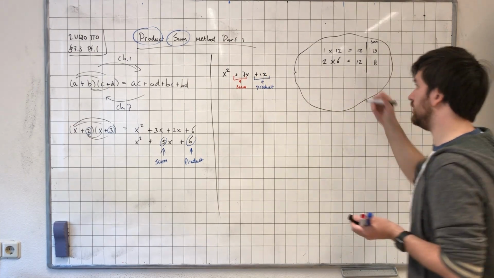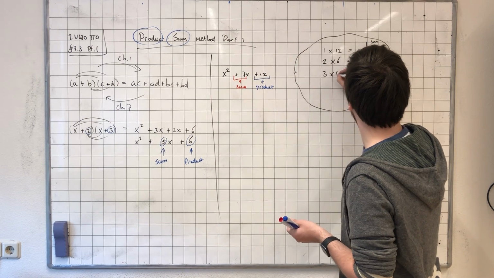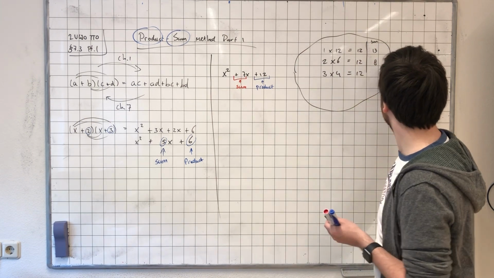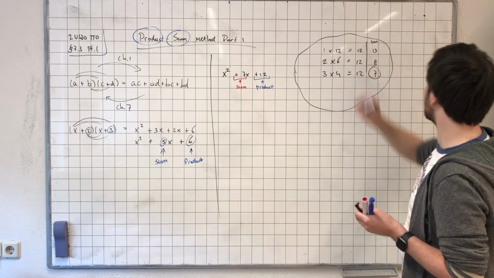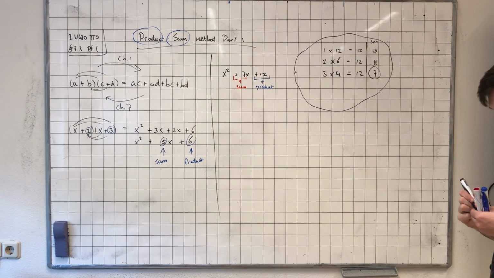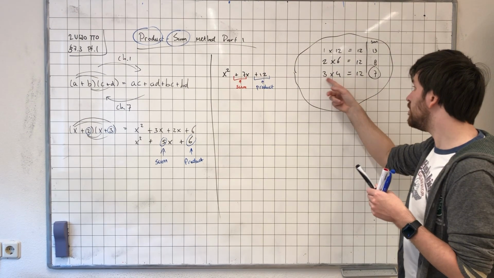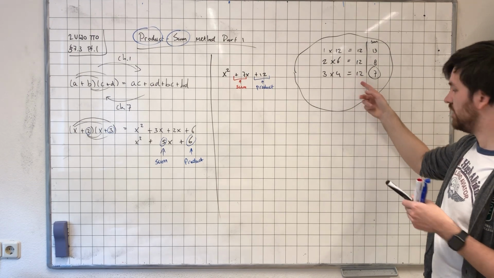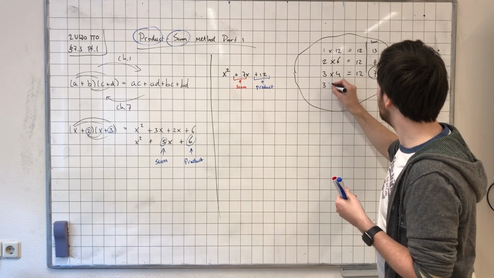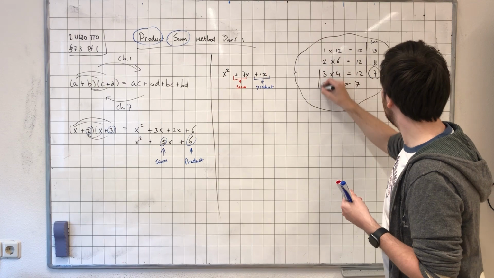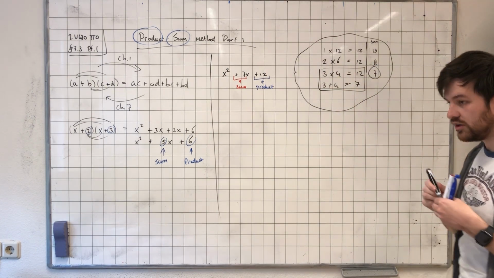Is there a third way to do this? Yes. 3 times 4. This is also 12. And those 2 numbers give us 7. So now we have 2 numbers that if we multiply them, that's 12. And 3 plus 4 is 7. So this is the combination of numbers that we're looking for.